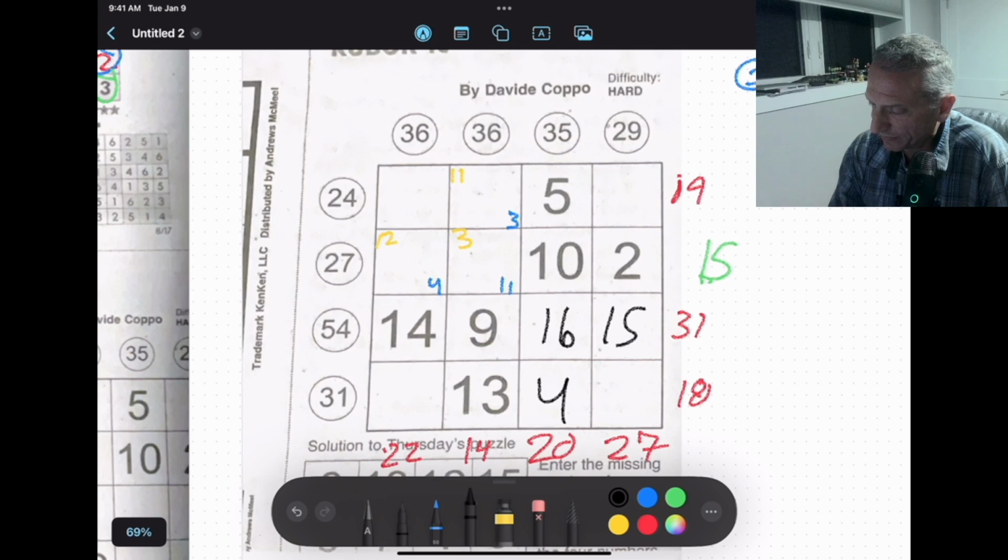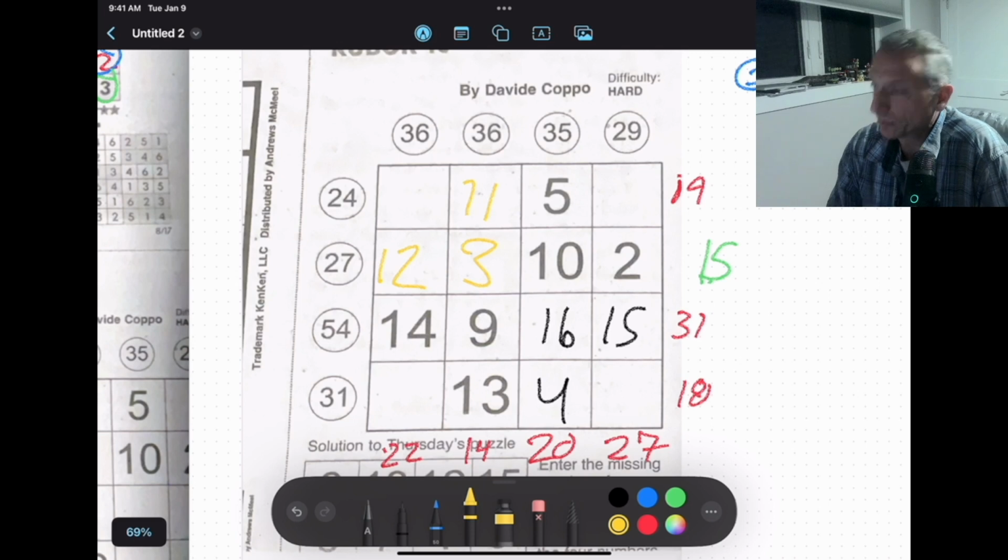Which means this can't be 4 here, okay? So 11. So these are these other ones here. This is 3, 11, 12. Hopefully I remember that. I have a terrible memory. 3, 11, 12. I'll add that up. 3, 2, 5, 17, 27. Yeah, it works. Okay. And so we're almost done.